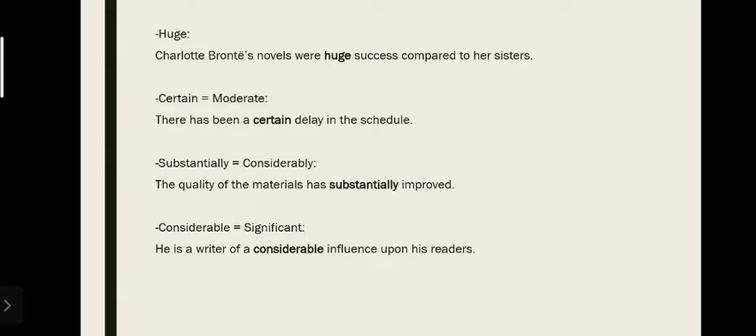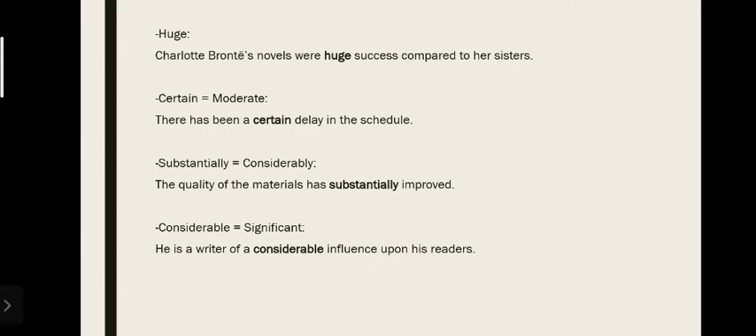Okay. The second word we have is certain, which equals moderate, meaning medium, specific, some. Moderate or fixed. It's not to a small extent or degree, and it's not to a huge degree or significant extent. The development is neither large nor small, it is in the middle. Certain. Number 3 we have substantially, which means considerably.